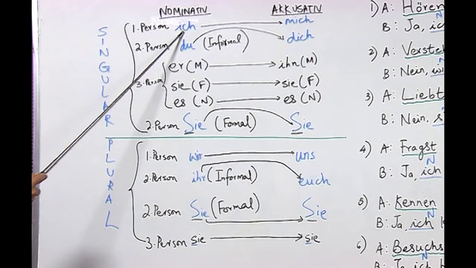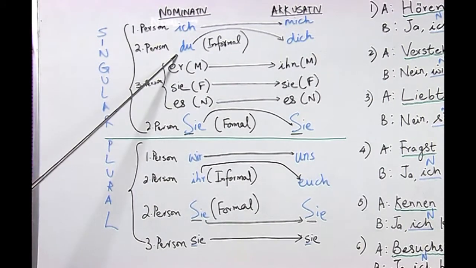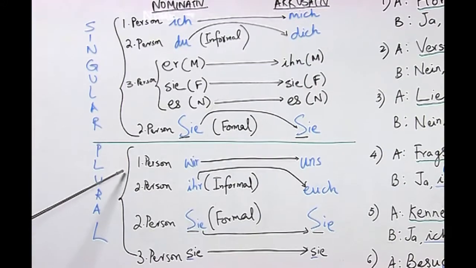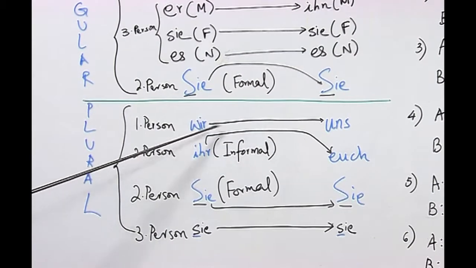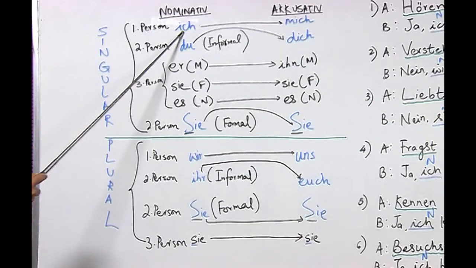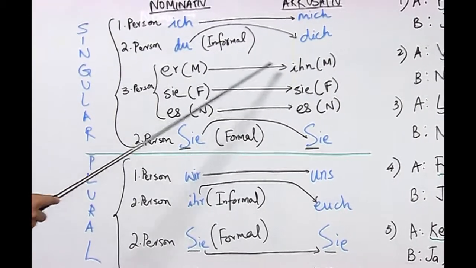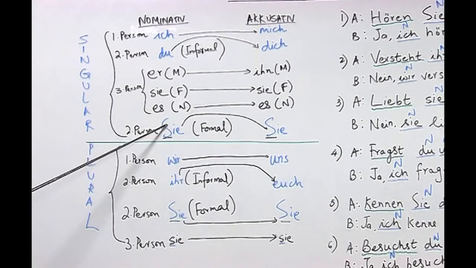So, if you look at this table carefully, the change is happening for the first person singular, ich, which becomes mich. The second person pronoun du in singular becomes dich, and in the plural category we again have the change happening for the first person, where wir becomes uns, and ihr becomes euch. So it is only the first and second person pronouns, in singular as well as in plural, which undergo change, as well as the masculine pronoun er which becomes ihn. Otherwise, the rest of the pronouns retain their form in accusative.